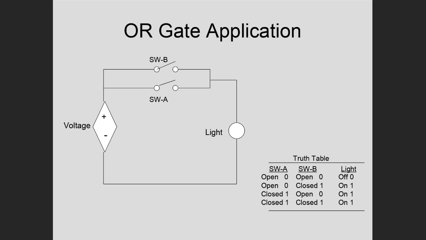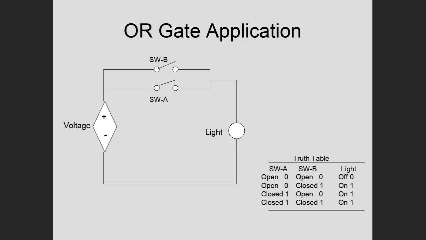So we can represent that with a circuit like this. Switches in parallel. If switch A is closed, then you have a path for current to flow to light the light bulb. If A is open and B is closed, you have a path through B to light the light bulb. Or if both switches are closed, you have two paths to light the light bulb.